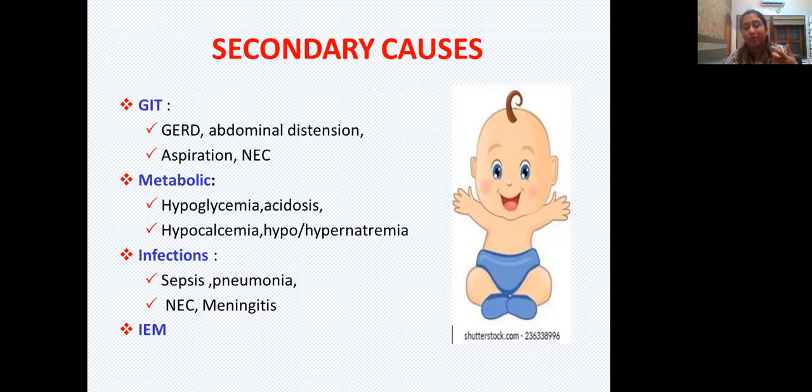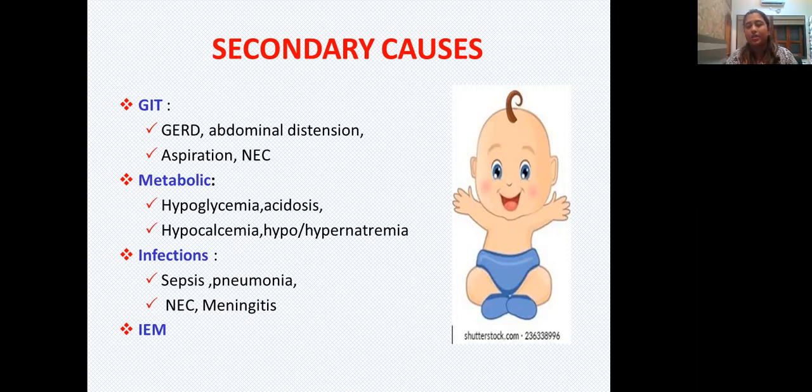Then because of gastroesophageal reflux disease, which is very, very common in case of both preterm and term babies, as a result of the reflux, there can be apnea or sudden abdominal distension, gastric aspiration, and even related to sepsis or necrotizing enterocolitis of babies. It's a secondary cause which can cause apnea.